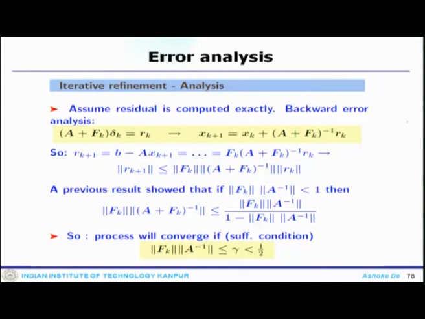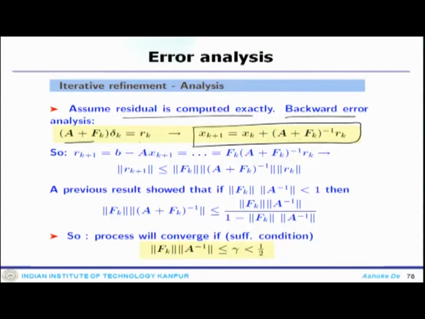Now, once you do the refinement analysis, what we have done is that the residual is computed exactly. If you want to estimate the backward error, A plus F k times delta k equals r k. So, at the second level of refinement, x k plus 1 would be x k plus A plus F k inverse r k. One can see that r k plus 1 is b minus A x k plus 1, and similarly if you write. So, this is the sufficient condition for convergence that one has to achieve. These are similar kinds of proofs that we have done.